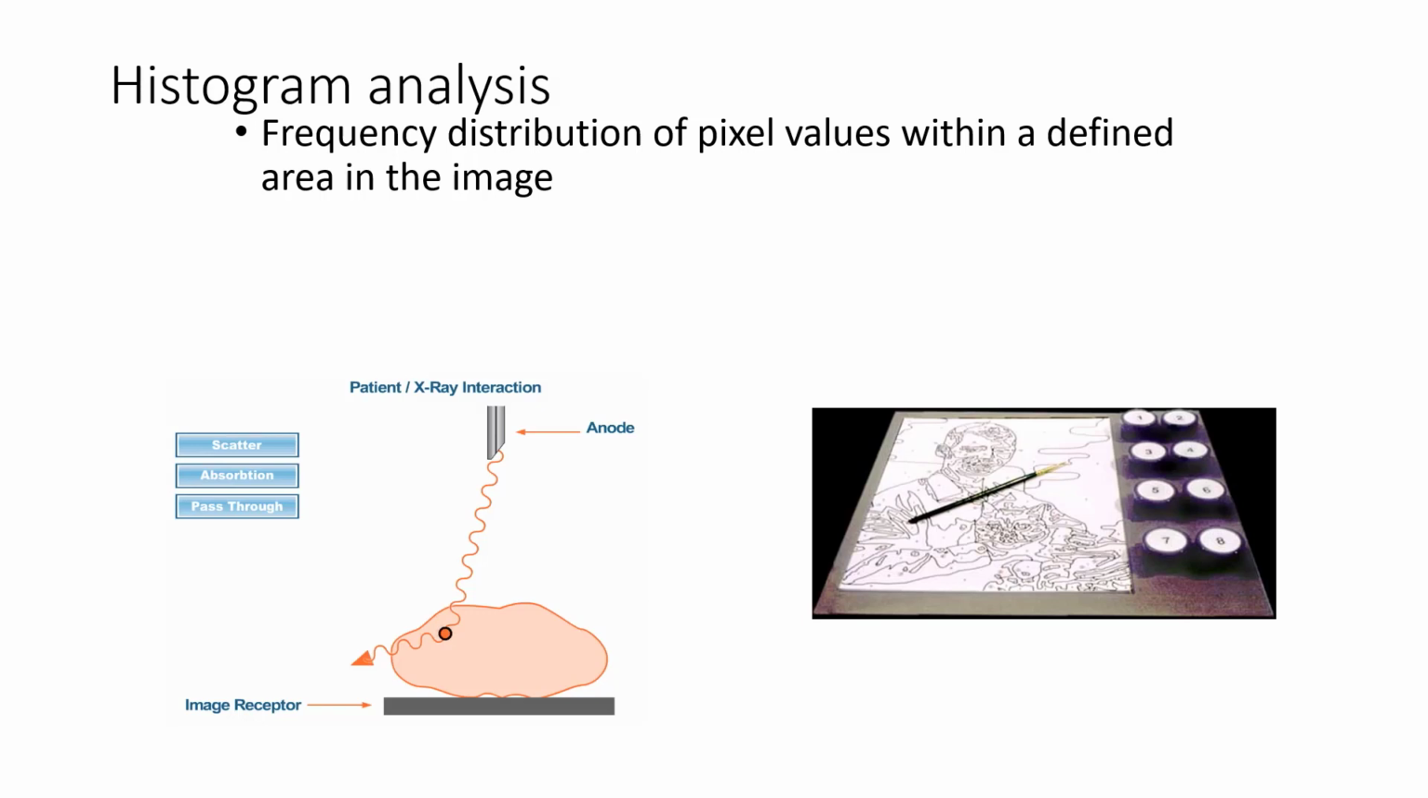Let's see if we can explain it in a simple way. Do you remember being a kid and painting by numbers? What you had to do was fill in each of the areas with the correct color to get the correct image. Basically, by using histogram analysis, the computer is painting by numbers.